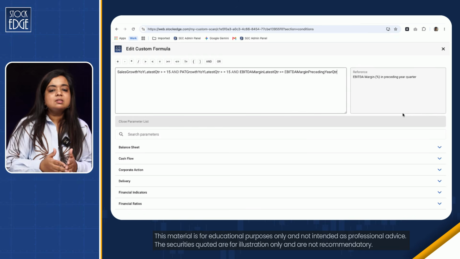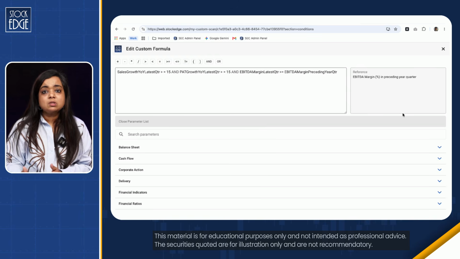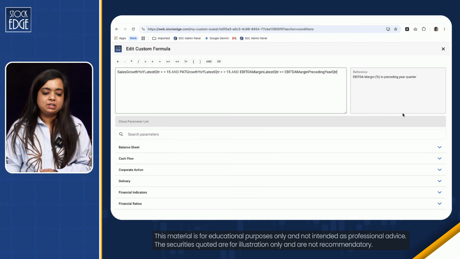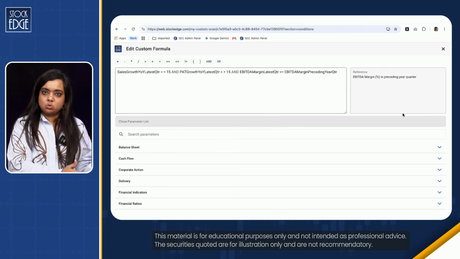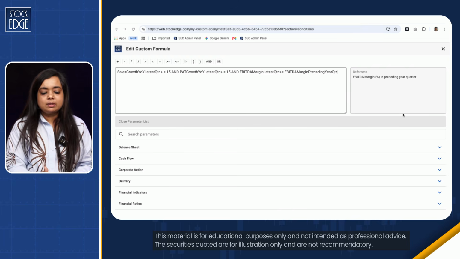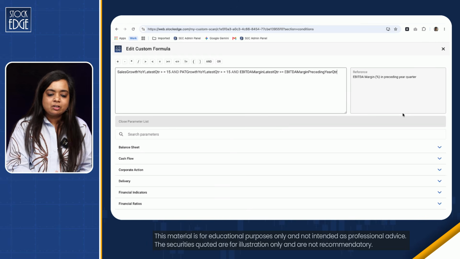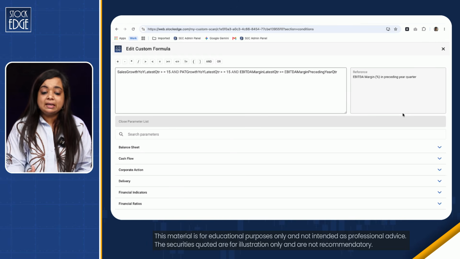So first is the sales growth. I'm looking at sales growth, which is those companies which have grown over 15% in this quarter compared to the last year's quarter. I'm also doing the same for PAT. So PAT growth year on year, latest quarter, is greater than 50.